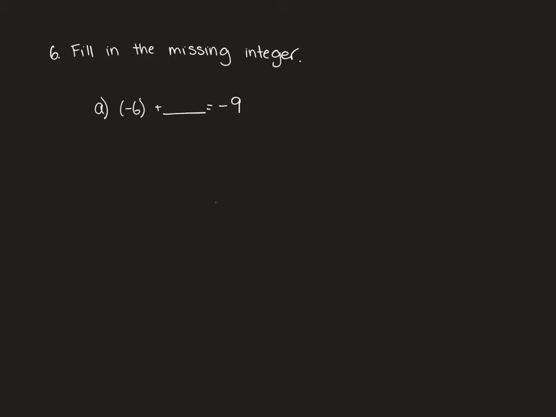Question 6 asks you to fill in the missing integer. So we're starting at negative 6, and we want to get to negative 9, which means if you were to think of a number line, we would need to move to the left. In order to move to the left, we would need to add a negative, and we would need to move 3 places to get from negative 6 to negative 9, so we would need to add negative 3. And you could double check that if you wanted by going, okay, 1, 2, 3, 7, 8, 9.